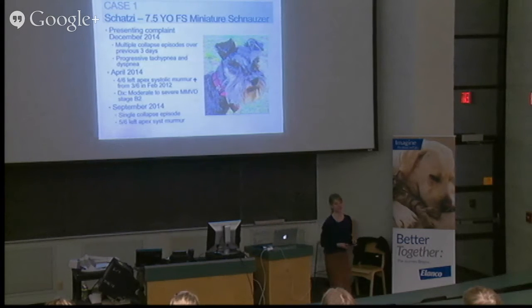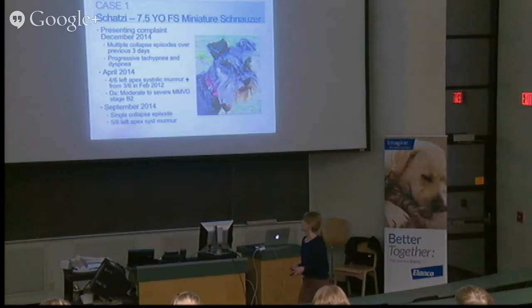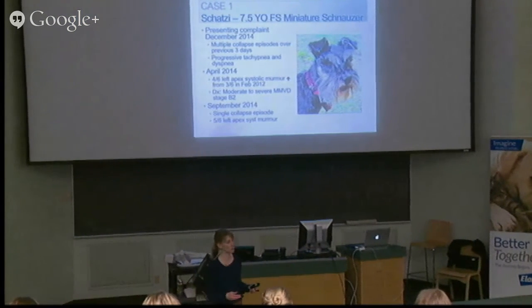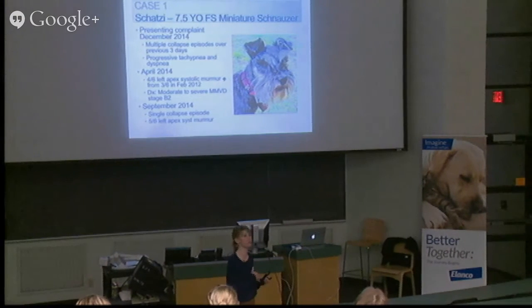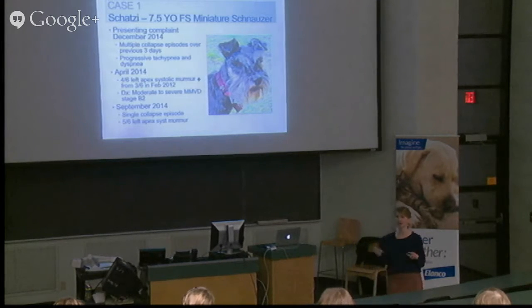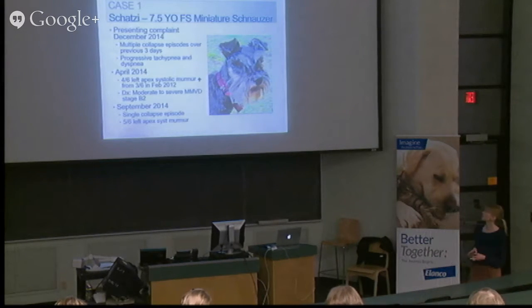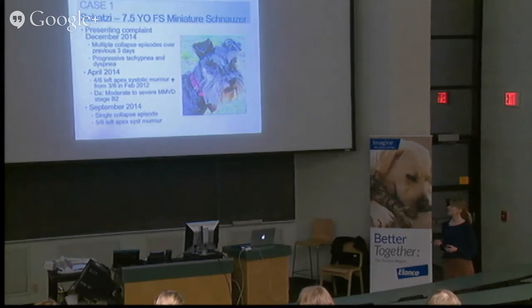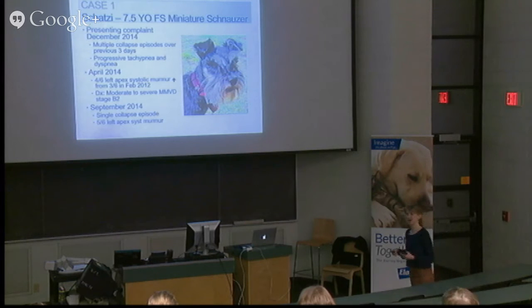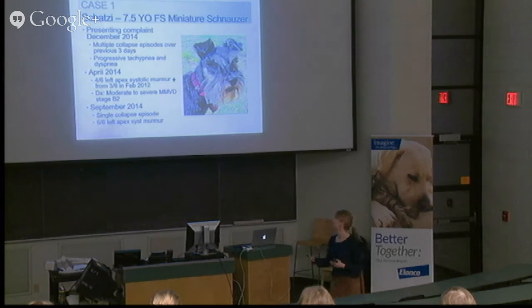So she presented in December for multiple collapse episodes over the previous 3 days, and the collapse episodes were tending to occur with exertion, sometimes minimal exertion. One time she was running out and being a little crazy in the backyard, her first episode, but the other times were more like just going up the stairs. And she'd had progressive tachypnea and dyspnea that her owner had noted over the previous few days. The other relevant history is that this was not the first time we'd seen her. We saw her back in April for a heart murmur that her referring vet had detected, and had detected that it had increased in intensity.